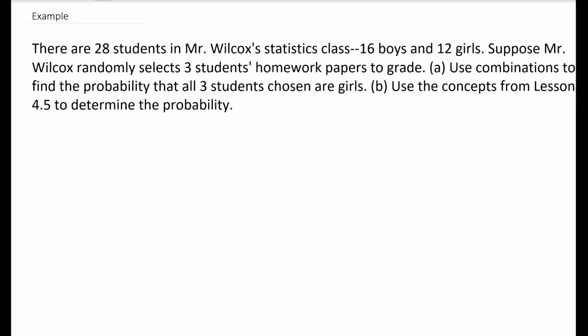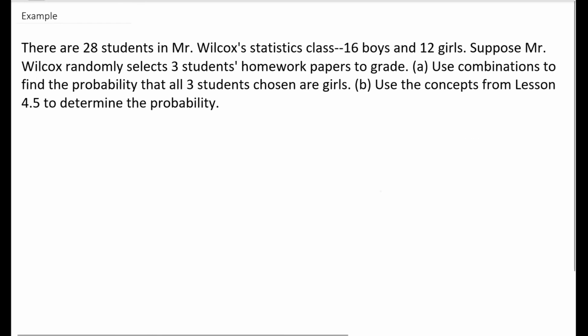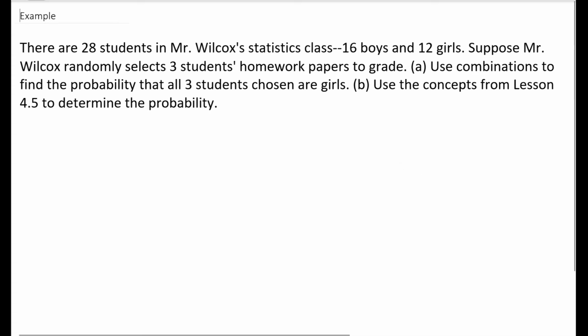So let's look at another example. We have 28 students in Mr. Wilcox's statistics class, 16 boys and 12 girls. Suppose Mr. Wilcox randomly selects 3 students' homework papers to grade. Kind of like the previous example, but a different teacher here. A: use combinations to find the probability that all 3 students chosen are girls, and then B: use the concepts from lesson 4.5 to determine the probability.